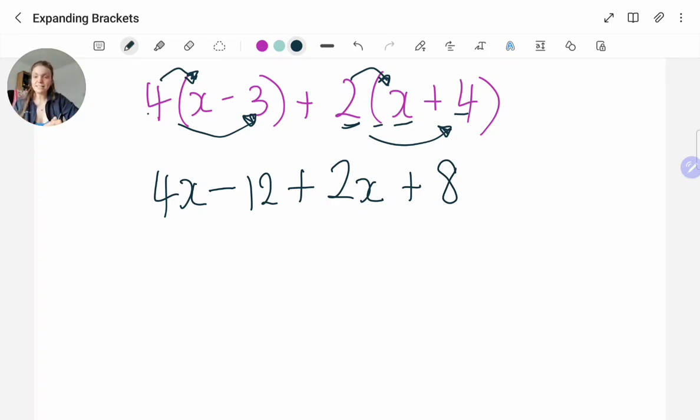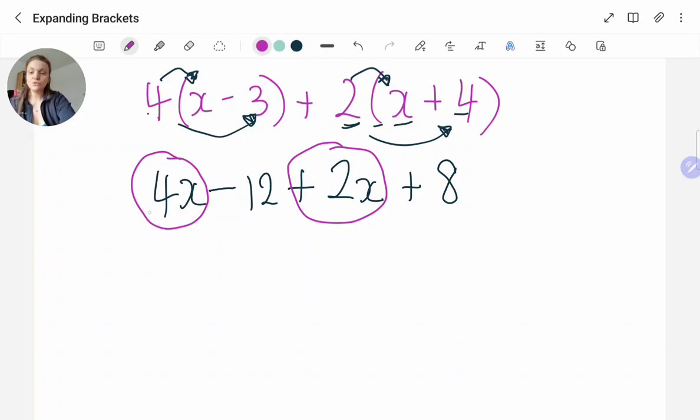Now we want to try and simplify that, okay? So one of my previous videos is about grouping like terms and collecting like terms, and that's what we're going to do now. So we've got a 4x and a 2x. Remember, the sign to the left of a number belongs to that number. So 4x plus 2x is 6x. And then we have got minus 12 plus 8, okay?